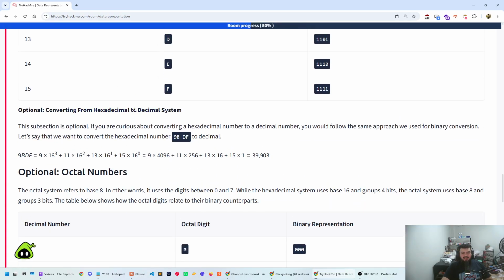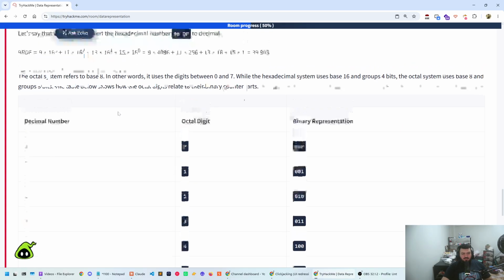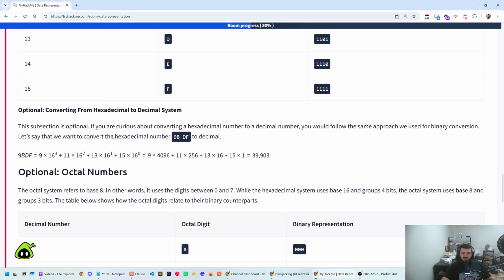So converting from hexadecimal to decimal. So 9B and DF, okay? Let's think about that. Even though this is optional, we're still going to do it because we want to understand everything. This subsection is optional. If you are curious about converting a hexadecimal number to a decimal number, you would follow the same approach we used for binary conversion. Let's say that we want to convert the hexadecimal number 9BDF to decimal, okay?